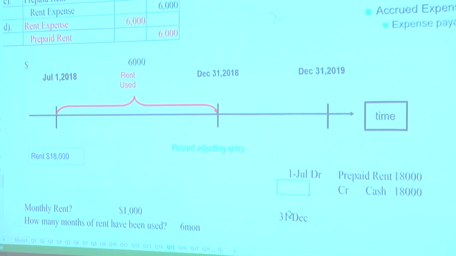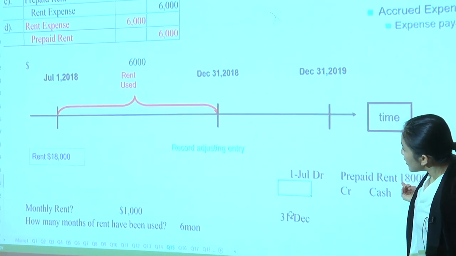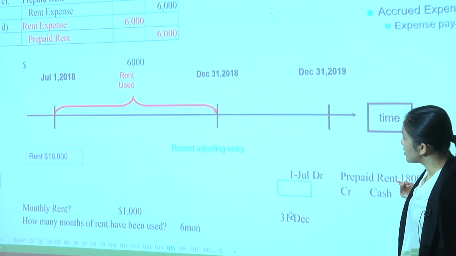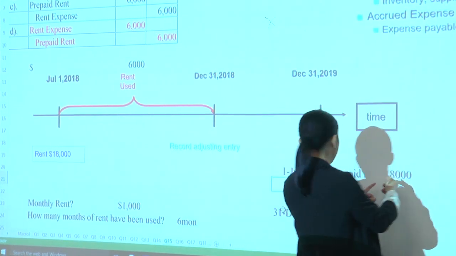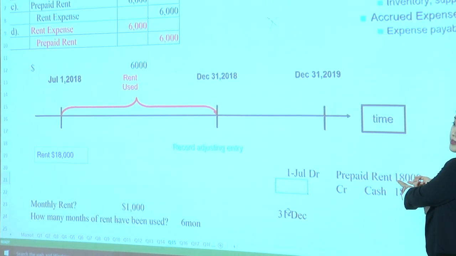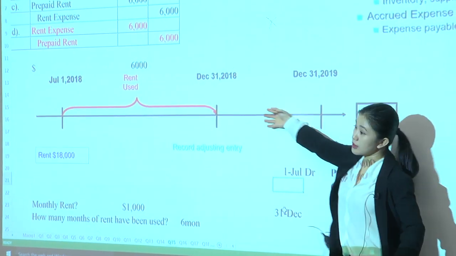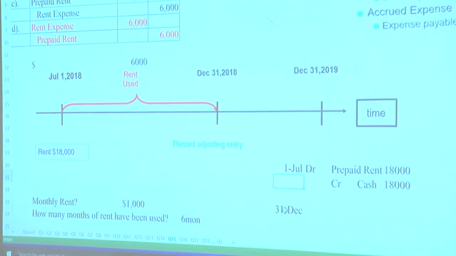So look at the choice, correct choice, right? We sort of move $6,000 from the prepaid rent account to expense. So after that, my prepaid rent still has a debit amount of 18 minus 6 equals $12,000. This is gonna be used for next year. Choice D.